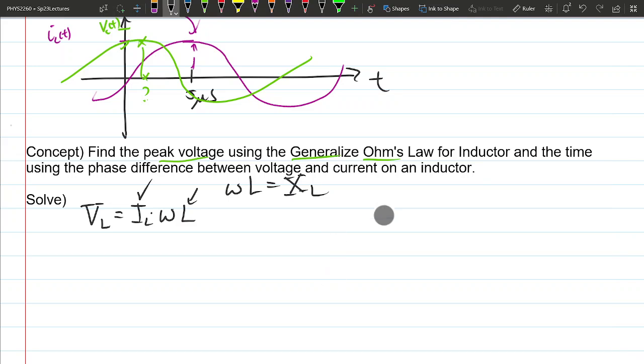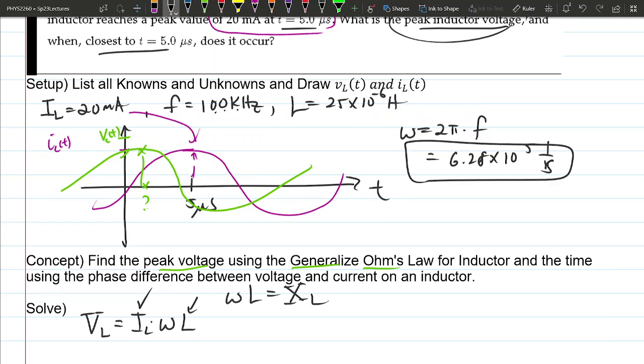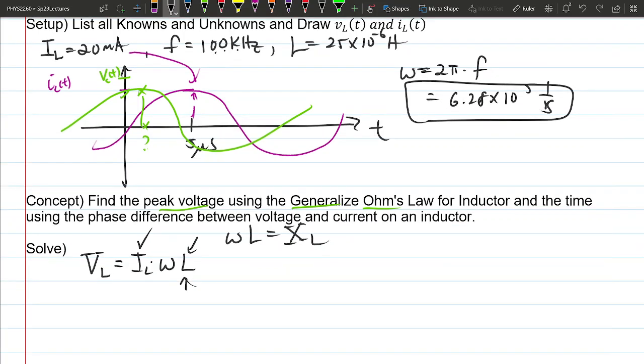We have to convert our frequency to omega, right? Omega is just 2 pi times the frequency. Therefore, it's just going to be 6.28 times 10 to the 5, right? So that's what omega is going to be. And then the inductor value is also given to us, so let's write all that down.